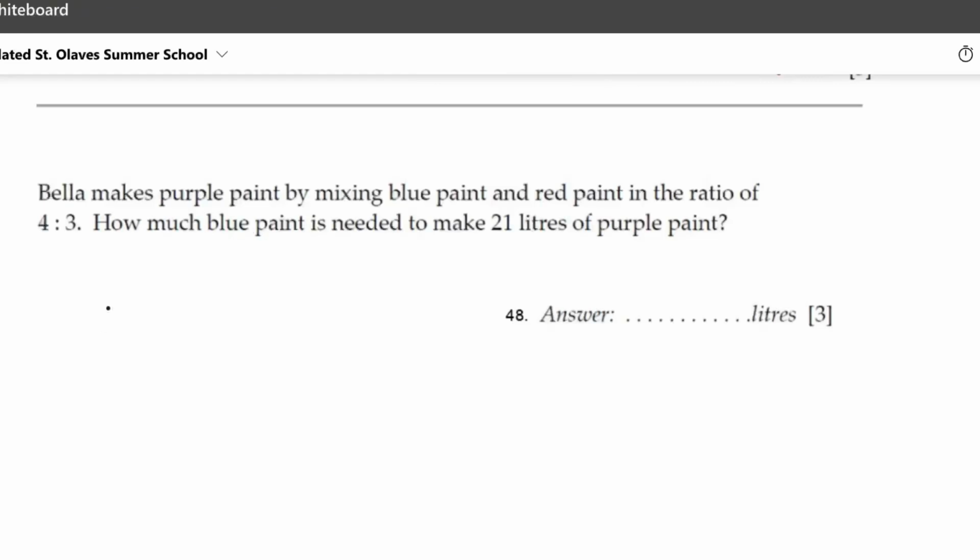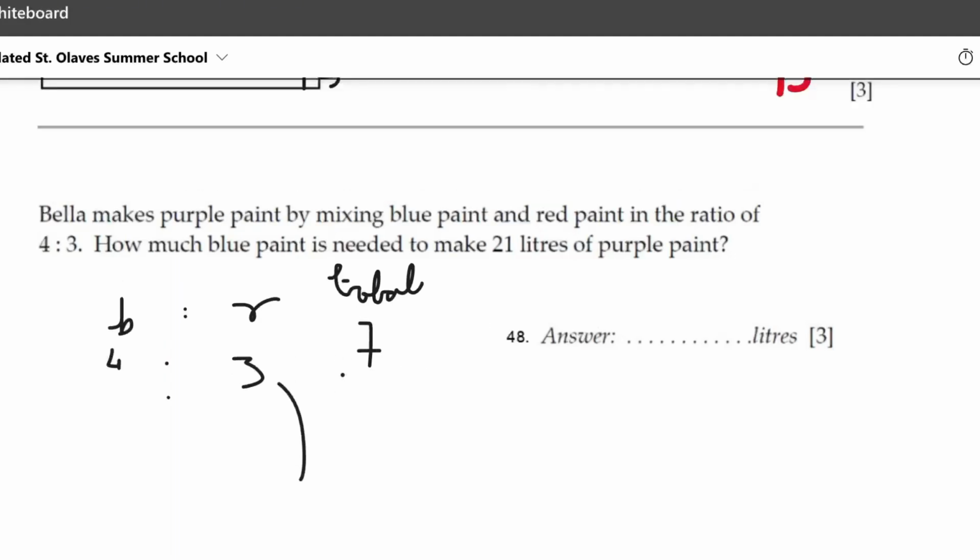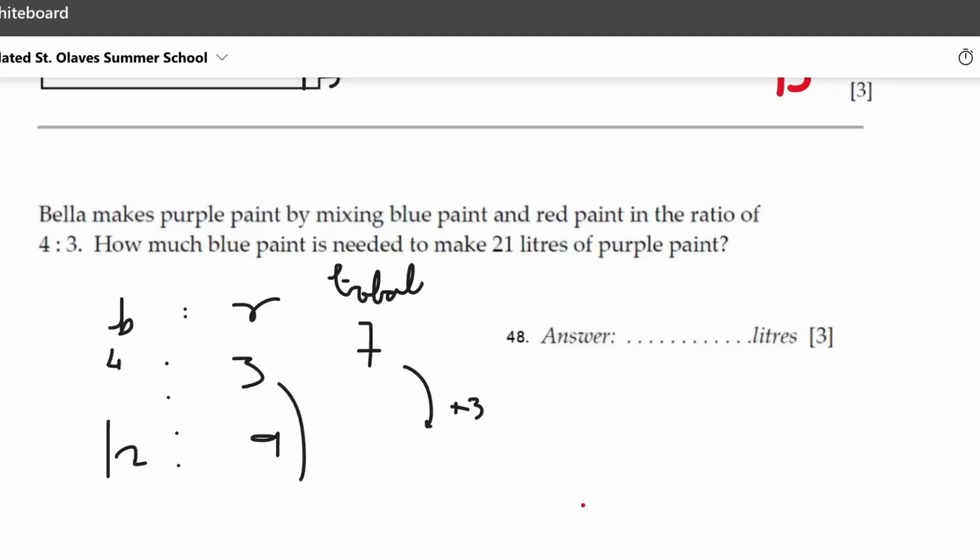Bella makes purple paint by mixing blue to red in the ratio 4 to 3. Similar to the other questions, our total parts here is going to be 7. We need to make 21 liters of purple paint. That means we need to multiply each side by 3, because to get 21 parts in total we need to multiply by 3, which means each part gives us 9 liters of red paint, and then 4 times 3 is equal to 12. So focus on the blue paint because that's all we need. So 12 liters.